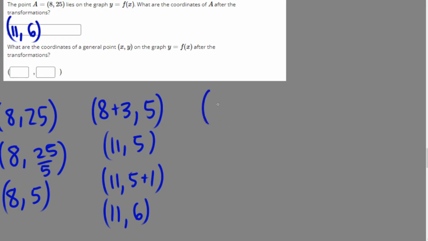So for our x point, we know that the only thing that we did to our x was add 3 to it. So x plus 3. Then for our y point, we know that first we divided by 5. So y divided by 5. And then we added 1. And that would be our coordinate point. So x plus 3, and then y over 5 plus 1.